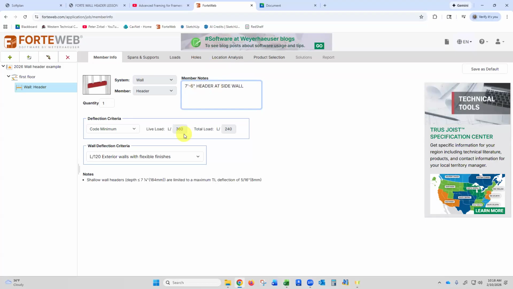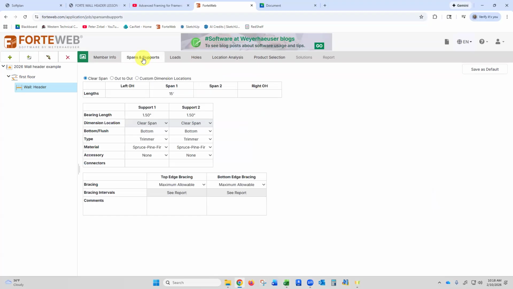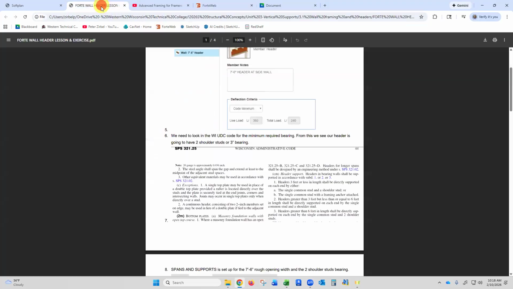Okay, so deflection criteria, we're going to keep it at code minimum. That looks pretty good. So now, as far as spans and supports, if you're looking at my script here, I copied the code.